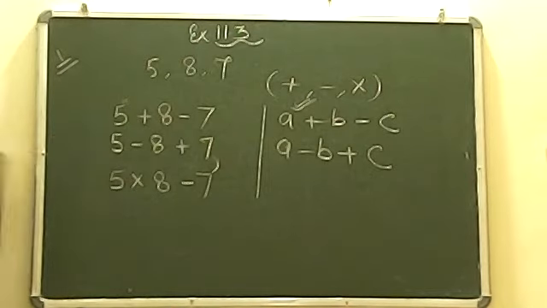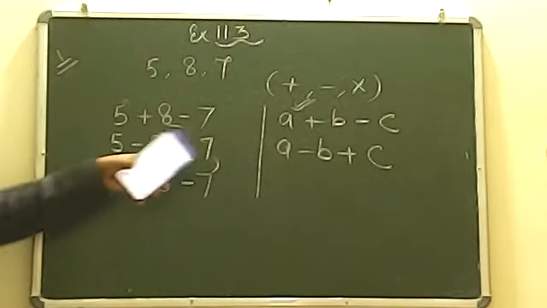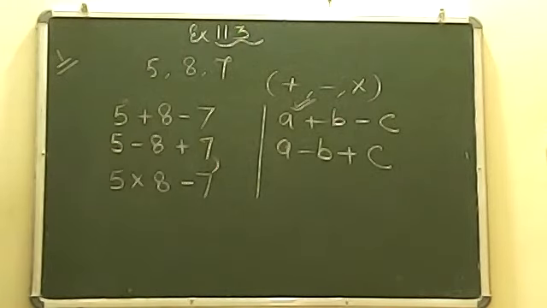So you can solve this one. 5 में से 8 add करोगे, 7 minus कर दोगे, you can do it. 5 में से 8 subtract किया, 7 add कर दिया, you can do this also. Can you solve this? A plus B minus C. Why can you not solve? Can you tell me why you cannot solve this?